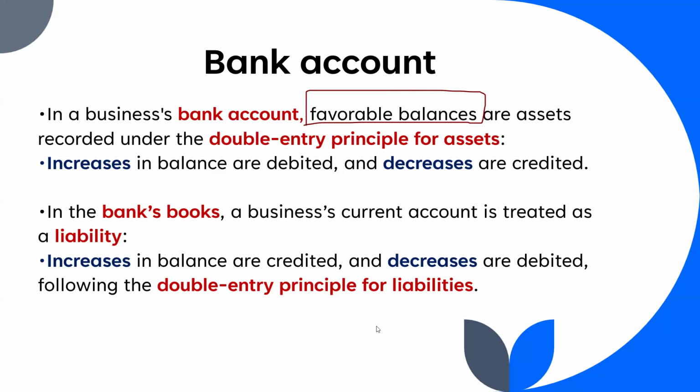Okay, so favorable means it comes to the debit side, just like how you treat the assets. When an asset increases it's a debit, so you would write it on the debit side if it's a favorable bank balance. When they use the words favorable bank balance, then you would start the balance from your debit side.